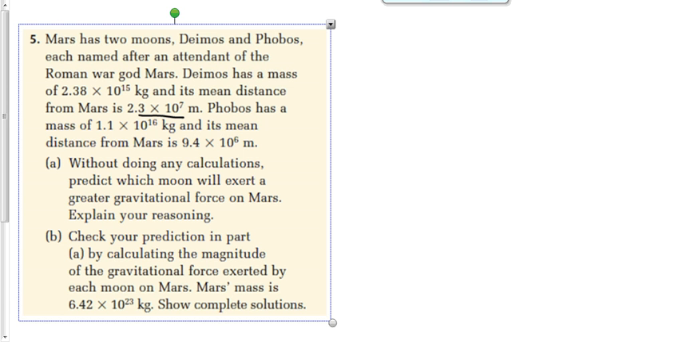So the average distance from Mars is this value. Why do we say the average or the mean distance? Because the reality is, we know, according to Kepler's laws, that they're going around not in circles with a constant radius, but they're going around in ellipses with a changing radius. But the average is this value, 2.3 times 10 to the 7.